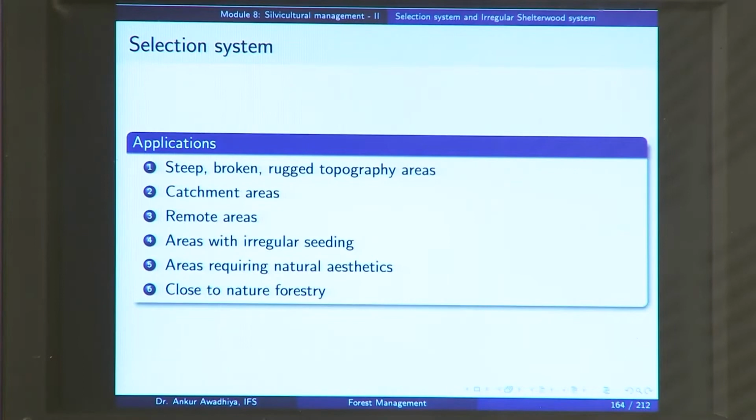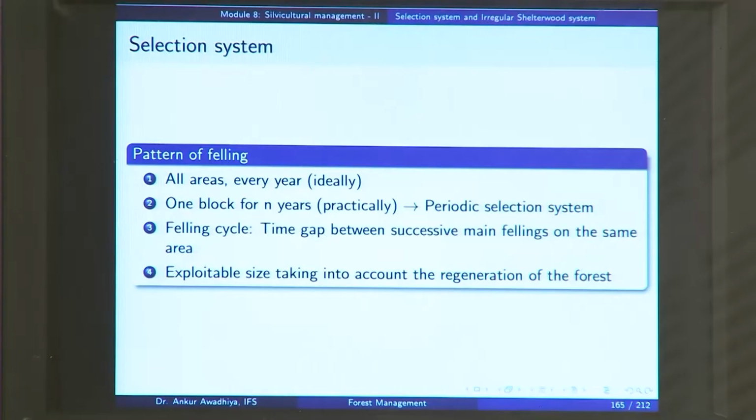Then it is also used when you want to go for close to nature forestry. So, you want to maintain a forest in a natural state for aesthetic reasons. Because a selection forest is the closest that you can have to a natural forest, you go with a selection system. So, what is the pattern of felling in a selection system?